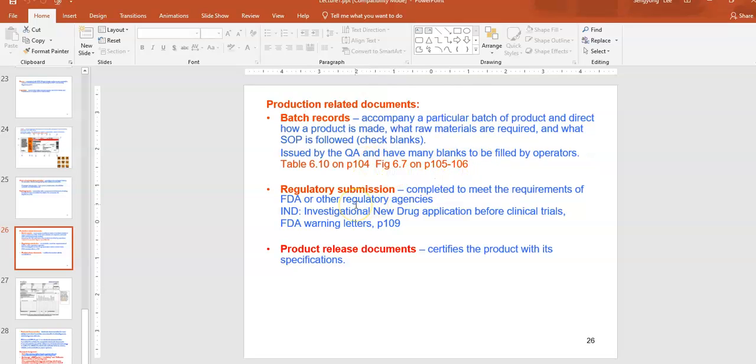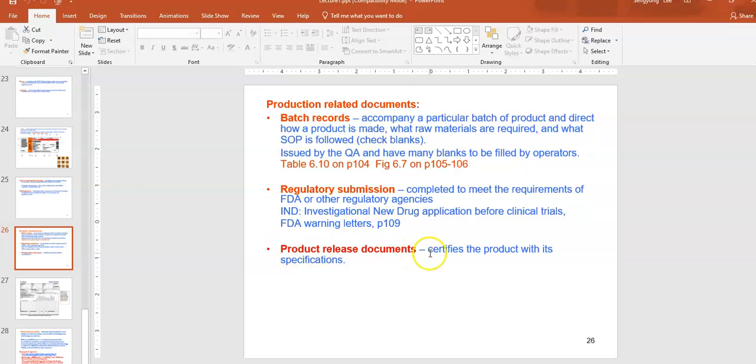And the regulatory submission, like I said, clinical trials or manufacturing for commercialization, whatever that is, you have to deal with the regulatory agencies like the FDA. So if you are going through a clinical trial, of course, there's an IND, investigational new drug application, that should be filed before you start your clinical trial. If you are about to go through phase 3 and phase 4, you need to file an NDA, new drug application. And when there's an audit visit from the FDA, they may give you an FDA warning letter based on the result of the audit. So those are all regulatory submission related documentation.